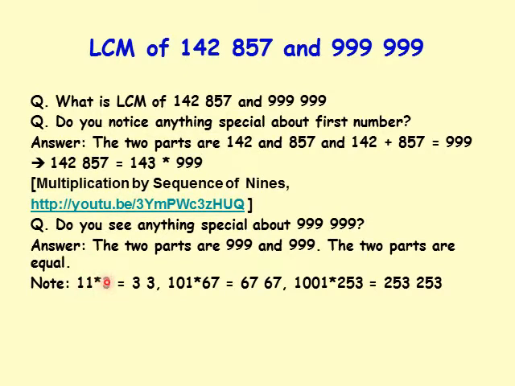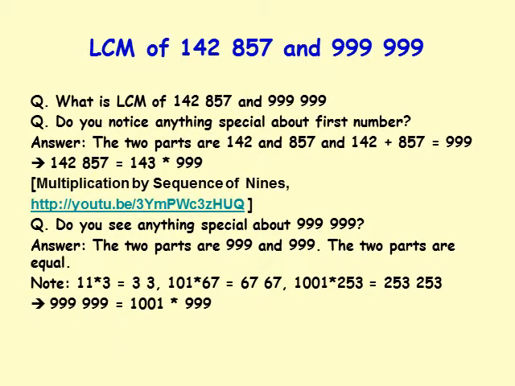If I say 11 times 3, I get 3 and 3. If I do 101 times 67, I get 67, 67. That is a sequence of zeros guarded by two ones, one on the left and one on the right. So 1001 times 253 is 253, 253. That's two zeros being guarded by a single digit one on the left and a single digit one on the right.